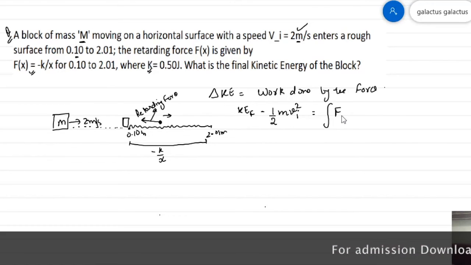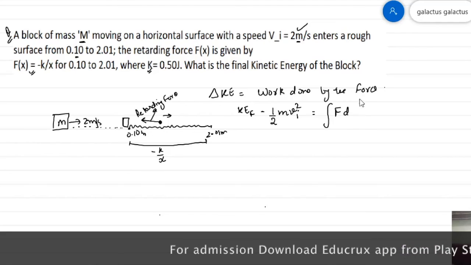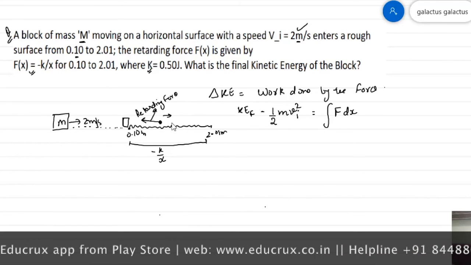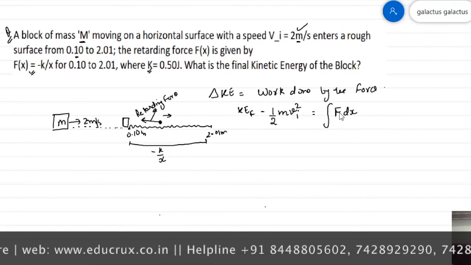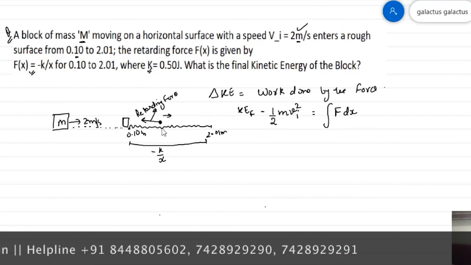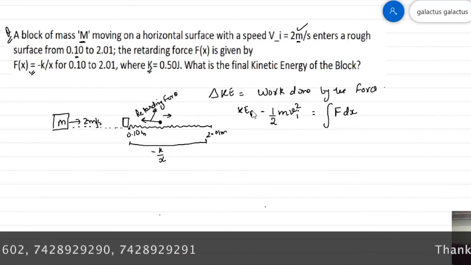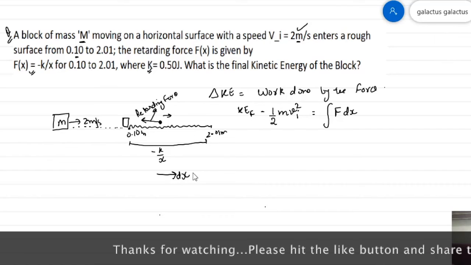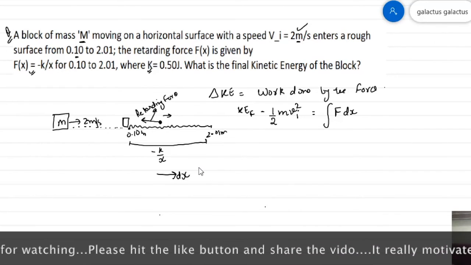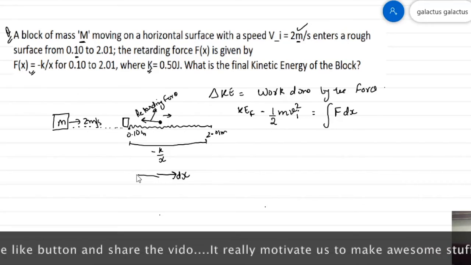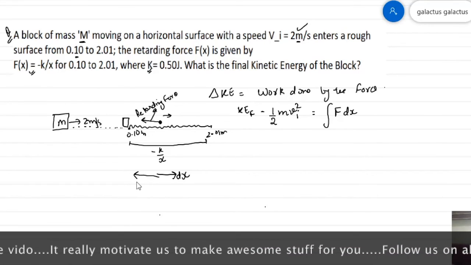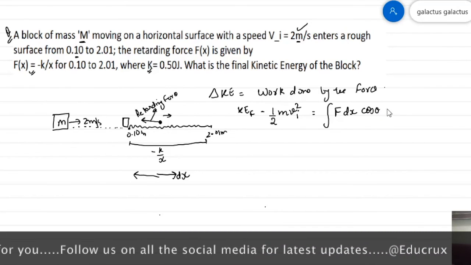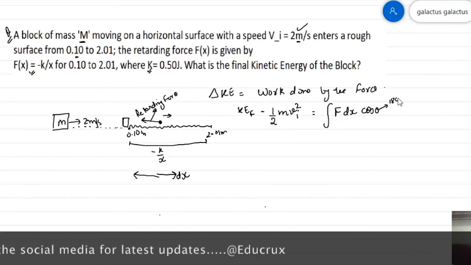F into dx. That is, suppose that at any instant of time the force acting on the particle is F, and the small displacement it covers is dx. If the particle is moving in this direction, that is its displacement is along the plus x-axis, and the retarding force is along the minus x-axis, then the angle theta between the force and the displacement is equal to 180 degrees.